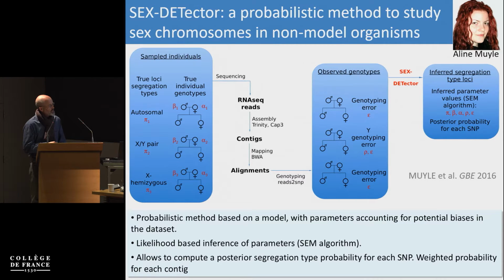So it has parameters accounting for basically errors in the data. So it's very important. And these parameters, they are inferred using the maximum likelihood approach. And so for each gene, you end up having a posterior probability of being autosomal, XY, and X homozygous. So it's very useful because you can make objective choice about a gene, about the segregation type of a gene.